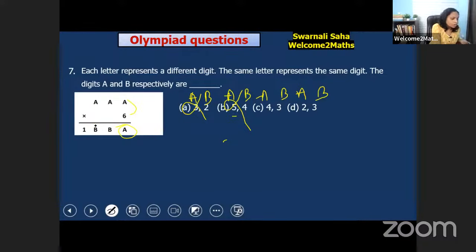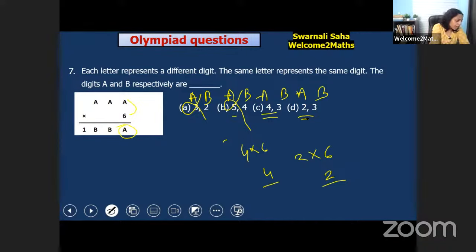Now let's move on to the next option. Here it is 4, 3. So let's take 4. 4 into 6 is 24. That means we get 4 at the ones place. So let's keep this option. And now the last option is 2 and 3. We take 2. 2 into 6 is 12. That means 2 at the ones place. So it could be our answer. So let's keep these two options, C and D. Which would be our answer? That is what we have to find out. So let's take 4 first.